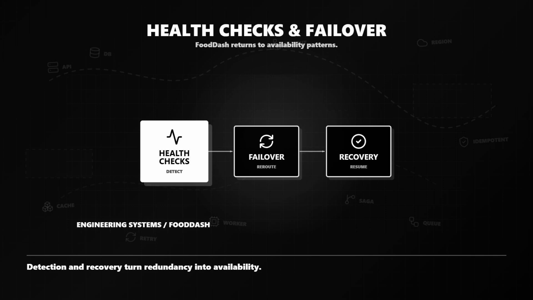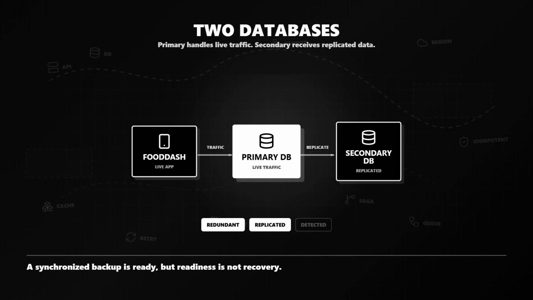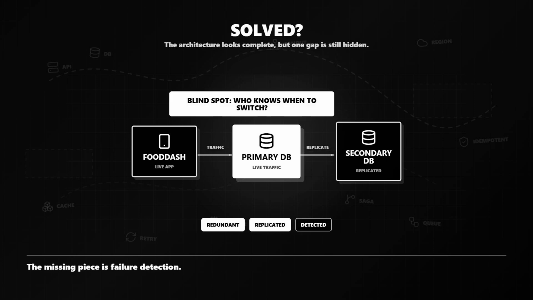Let's pick right back up with our availability patterns and our fictional food delivery app, FoodDash. In our last explainer, we successfully eliminated our single point of failure using redundancy and replication. So, instead of just one database, FoodDash now has two, a primary database handling all the live production traffic and a secondary database continuously receiving replicated data. It kind of looks like we've solved the problem, right? Well, have we? Okay. Let's really dive into this.